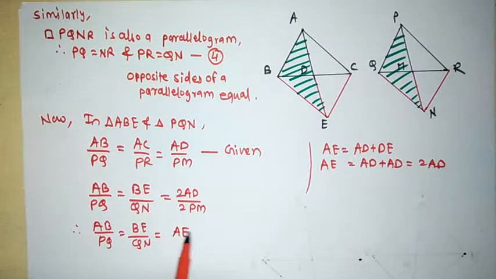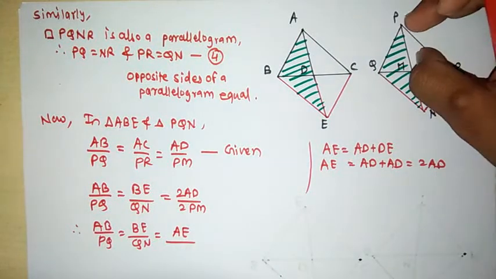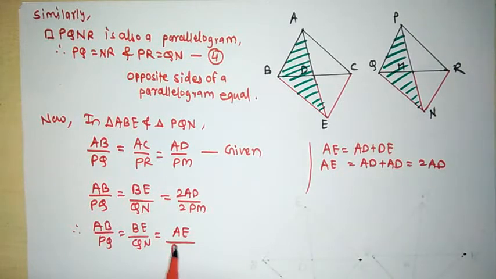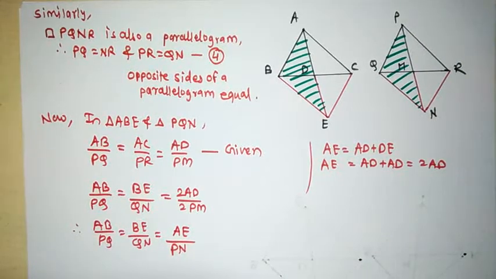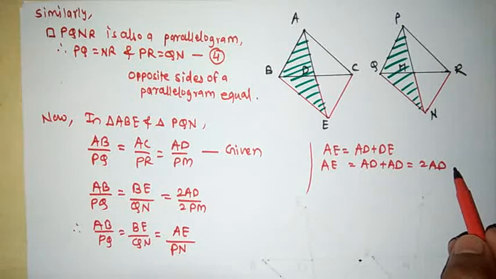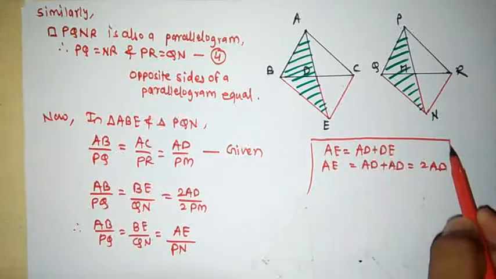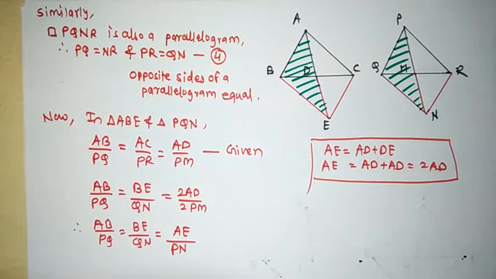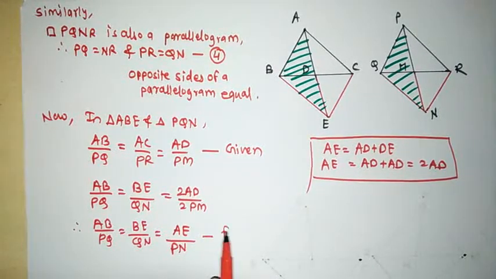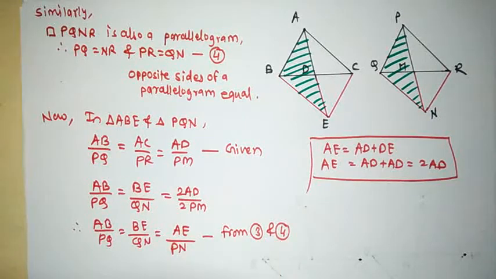AE divided by 2 times PM. Instead of 2 times PM, similarly, can I write PN? Yes, we can write PN here. This part is no need to write. If you did not get how AE is equal to 2 times AD, you can write it in the rough, otherwise no need. Therefore, we got this much. What is the reason for this? From 3 and 4.